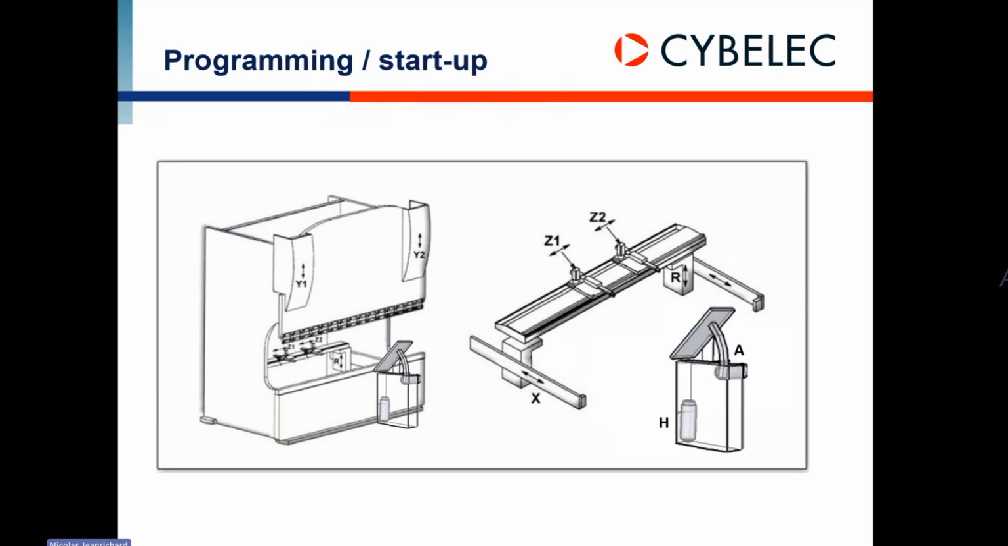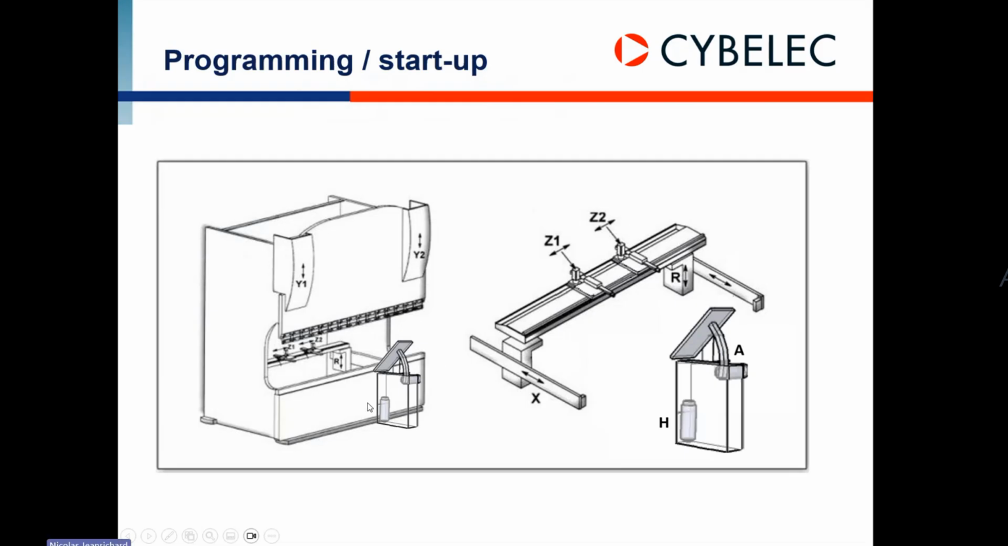So this is a machine that has Y1, Y2, those are 2 hydraulical axes. Then we have the gauge that you can see here better. So we have 1 X that will move this whole bar front and back, 1 R for up and down, and both the fingers are motorized with Z1, Z2.